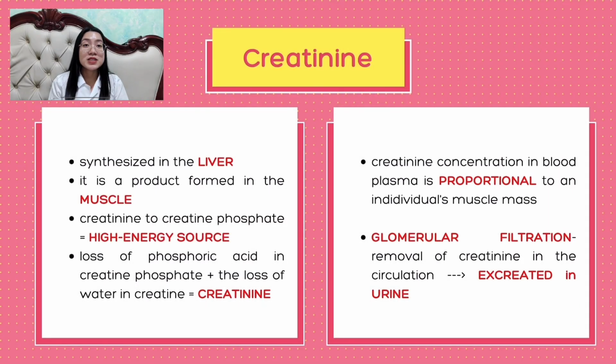So creatinine is primarily synthesized in the liver, since it is the organ responsible for maintaining the normal range of creatinine. And it is the product formed in the muscle where the conversion of creatine to creatine phosphate occurs.